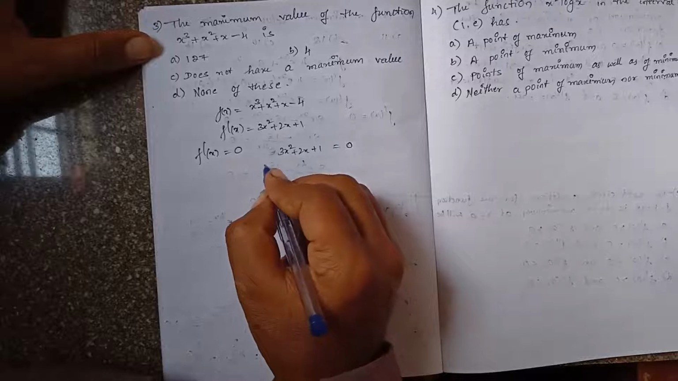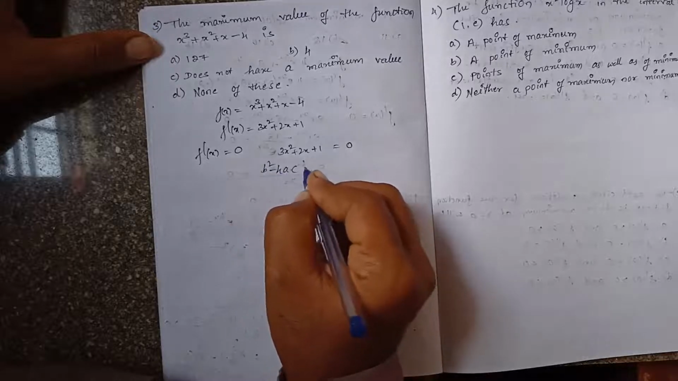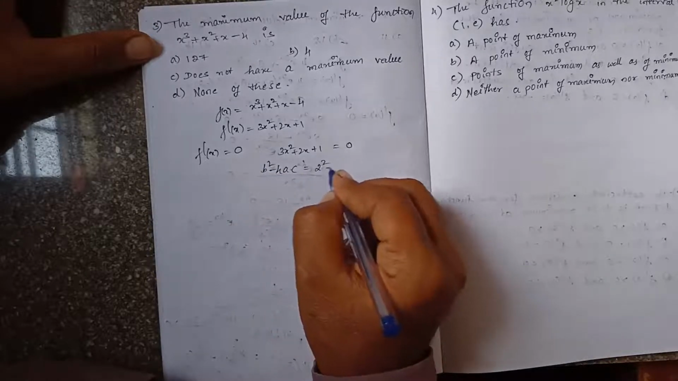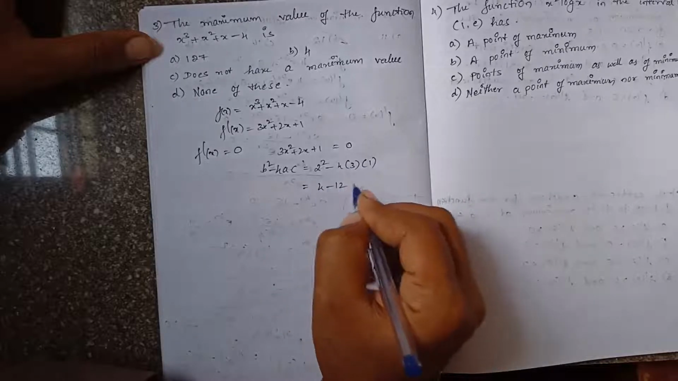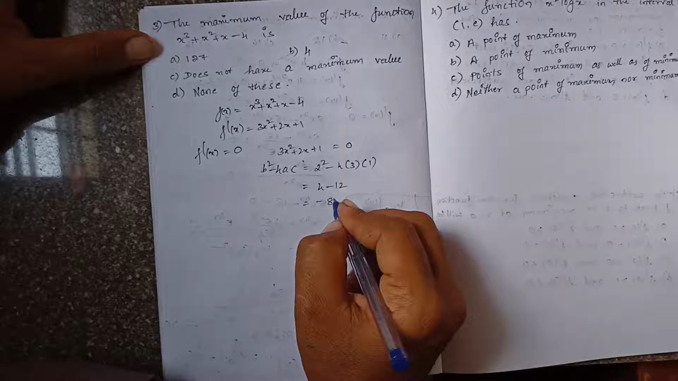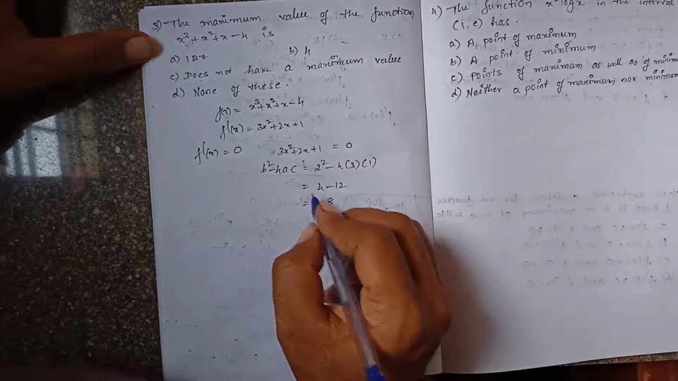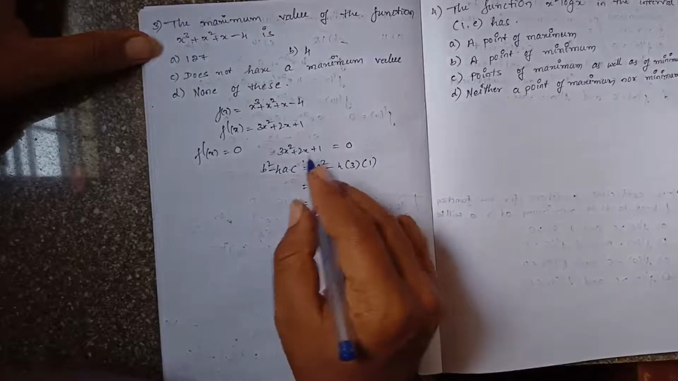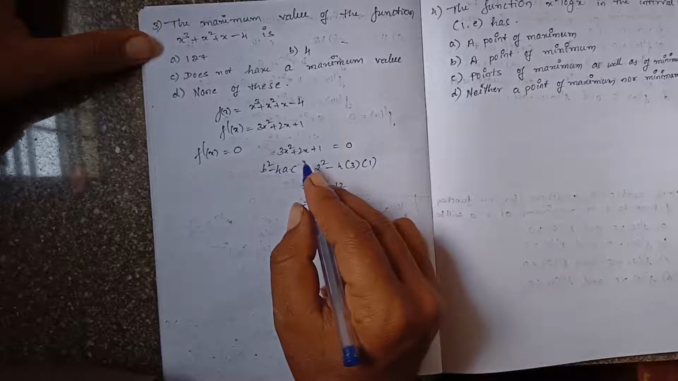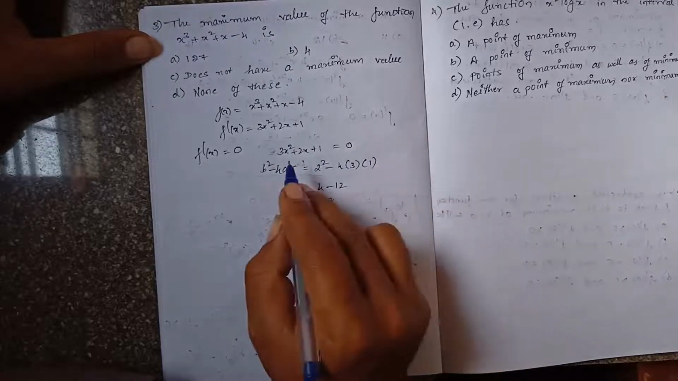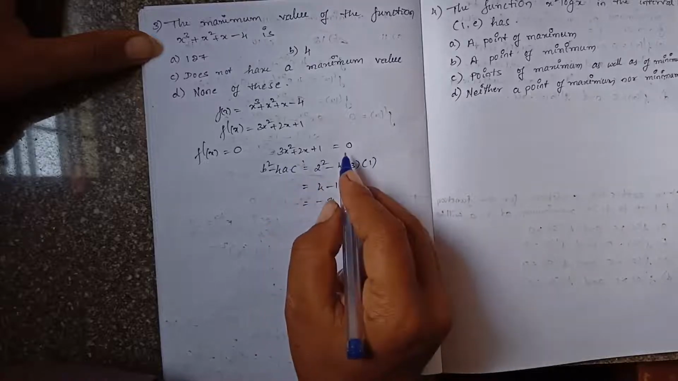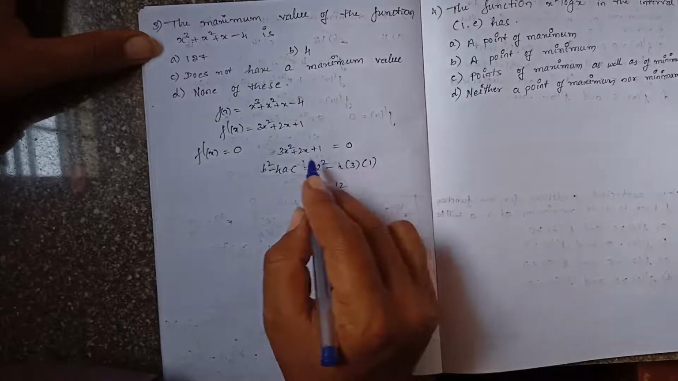It is a quadratic equation. If we take the form b square minus 4ac, b is 2, 2 square minus 4 into 3 into 1, 4 minus 12, which is minus 8. Here b square minus 4ac value is negative. What roots will we get? We will get imaginary roots. So no real value of x is giving you 0.